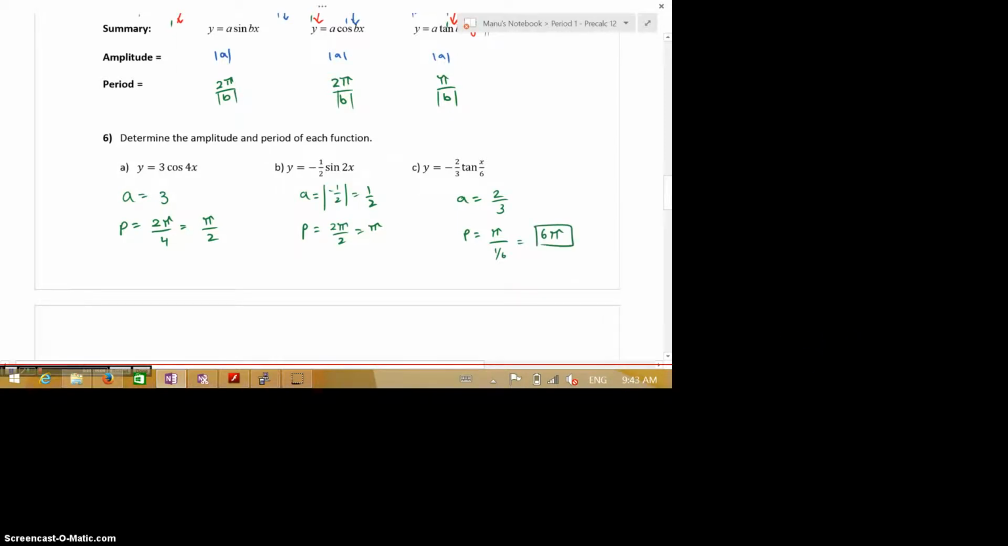Right, so that one's a bit tricky. Pi divided by 1 over 6, not 2 pi divided by 1 over 6, because it's a tan function. Tan function has a period of pi. Pi divided by 1 over 6, which is 6 pi.